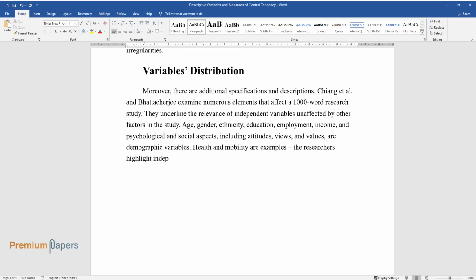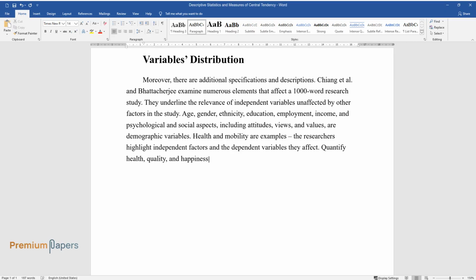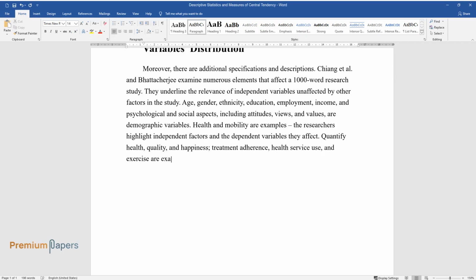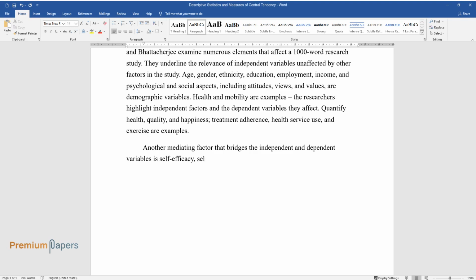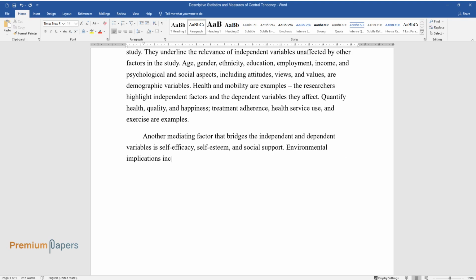The researchers highlight independent factors and the dependent variables they affect. Quantified health, quality of life, and happiness, treatment adherence, health service use, and exercise are examples. Another kind is mediating factors that bridge the independent and dependent variables, such as self-efficacy, self-esteem, and social support. Environmental implications include resource availability, service accessibility, and social norms.